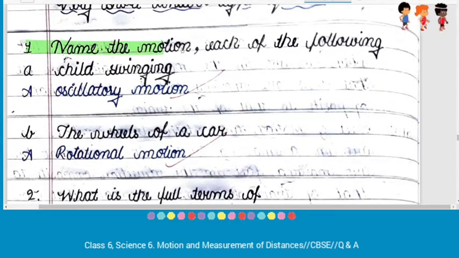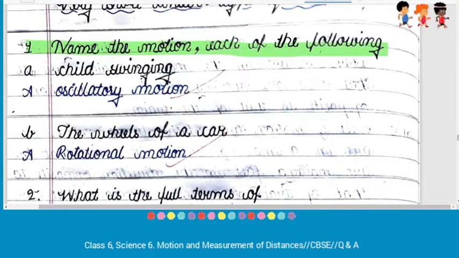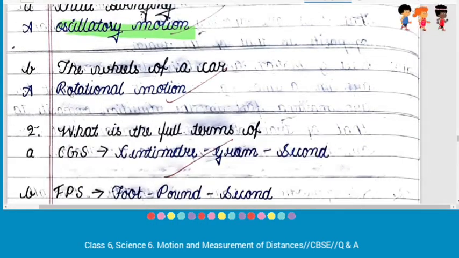First question is, name the motion of each of the following. Child swinging. Child swinging is an oscillatory motion. Second one, the wheels of a car. Wheels of a car is rotational motion.